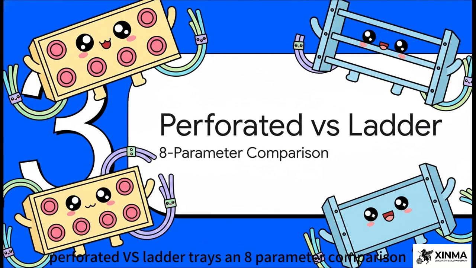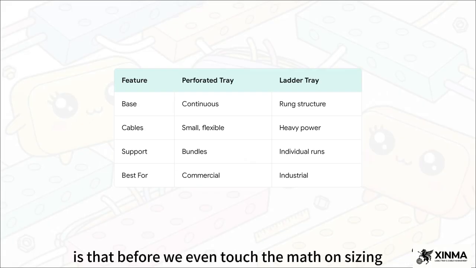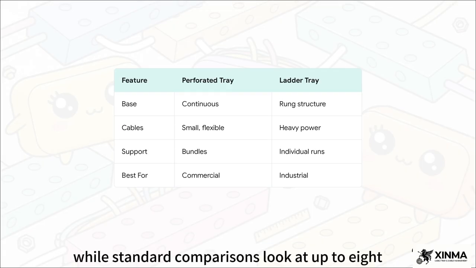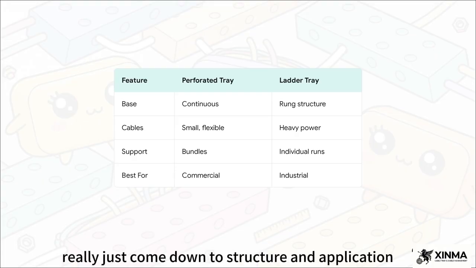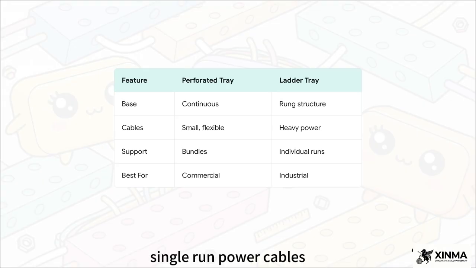Section 3. Perforated versus ladder trays. An 8-parameter comparison. Now, what's really interesting here is that before we even touch the math on sizing, we have to select the correct baseline architecture. While standard comparisons look at up to 8 different parameters, the most critical differences really just come down to structure and application. Ladder trays are excellent for heavy, single-run power cables because of their open-rung structure.